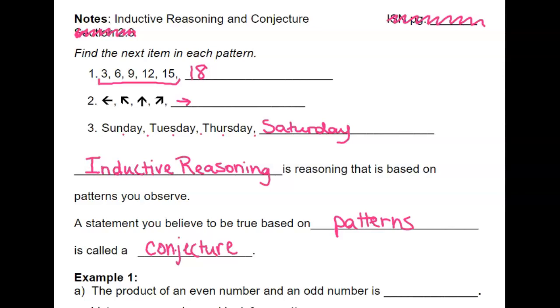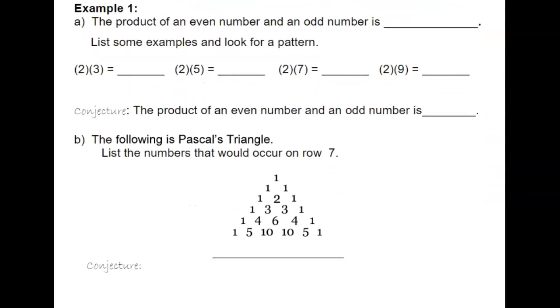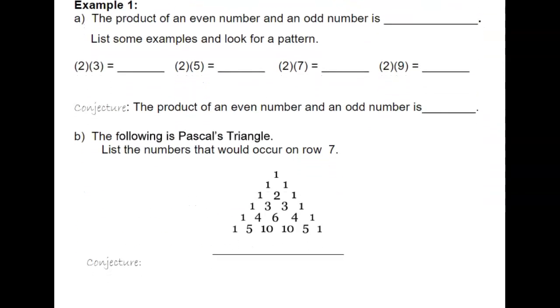So I'm going to go ahead and scroll down to the examples. Example 1: you're just going to make a kind of guess here, kind of a hypothesis, like in our science classes. The product of an even number and an odd number is blank. So I want you to insert something here as a guess. It doesn't matter if it's right or wrong, just guess something. It does need to be believable though. Don't put hippopotamus because that's just not going to be true.